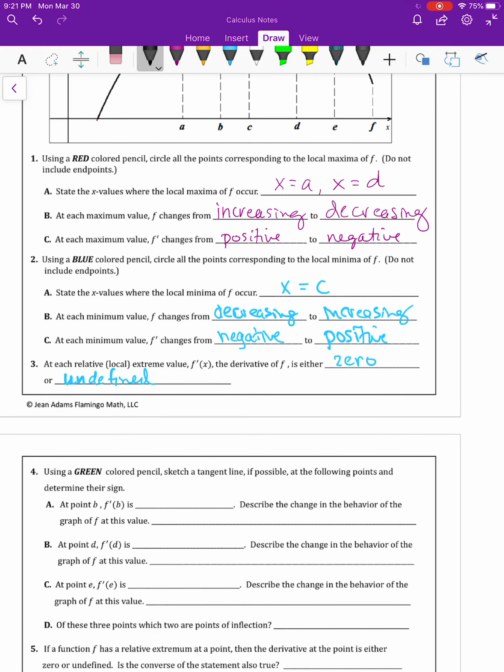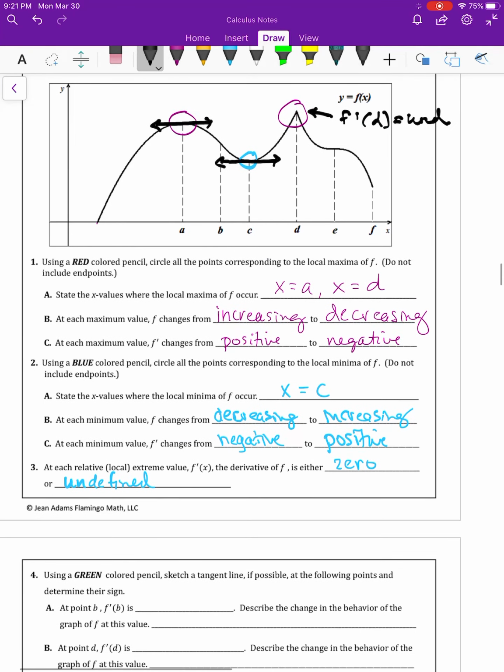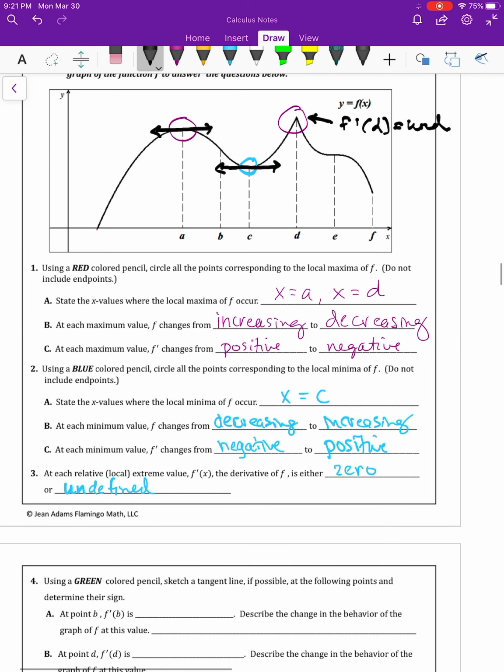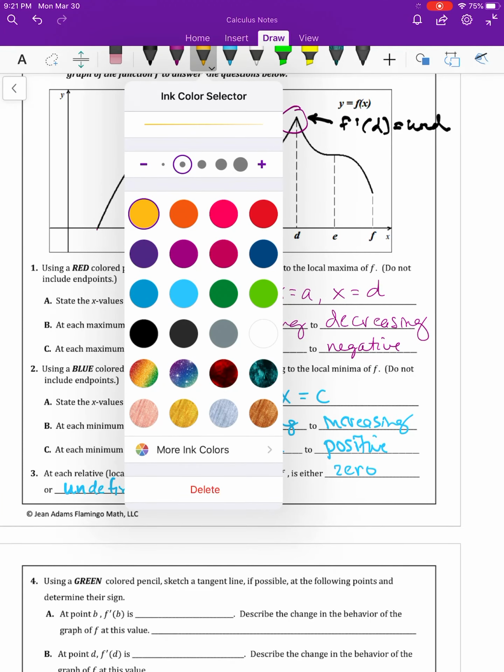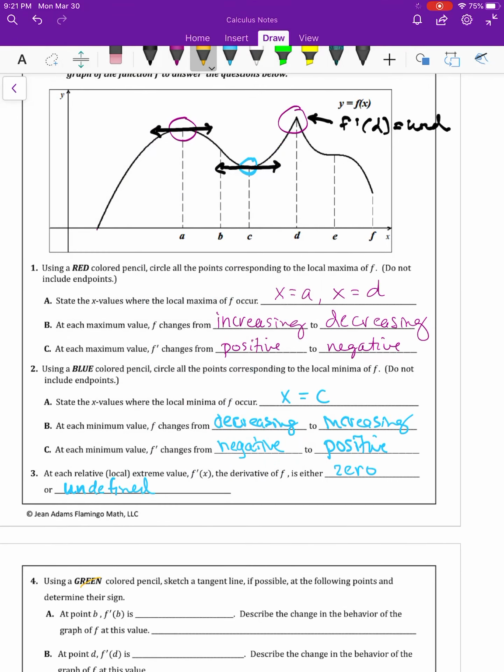All right, so now let's go to our next page. It says, using a green colored pencil, sketch a tangent line if possible at the following points and determine their sign. Well, maybe we're going to change mine to black. Did it have us do it? Oh no, it's at B. Okay, so we're good. But I am going to change it to whatever this color is, some sort of yellowish orange. I'm just going to put on here yellow, even though it's kind of a gold.